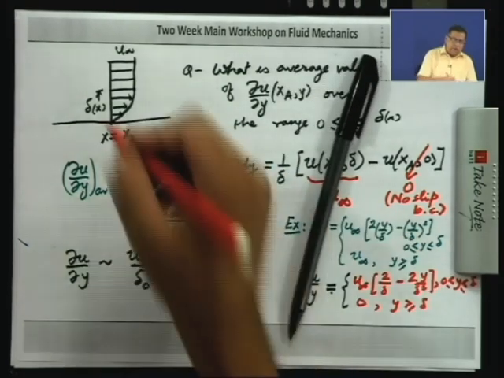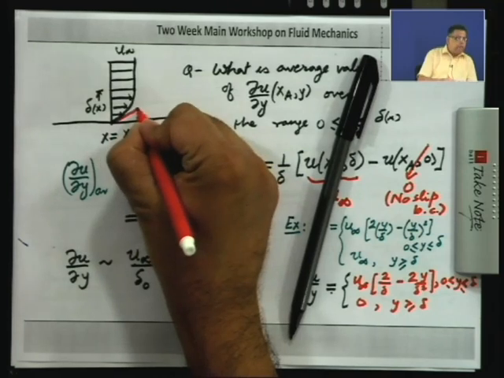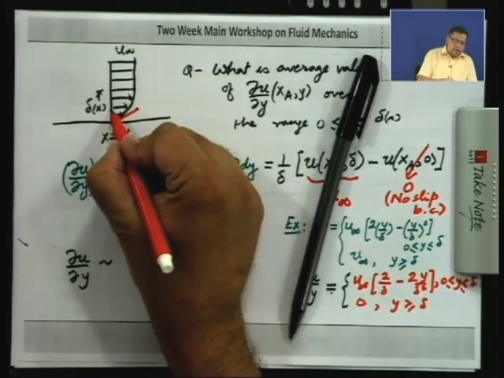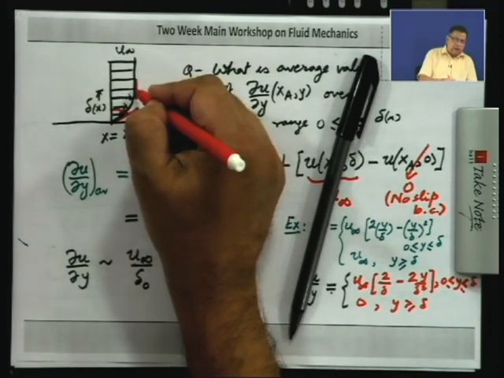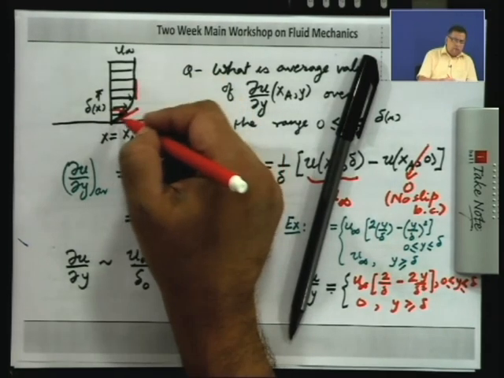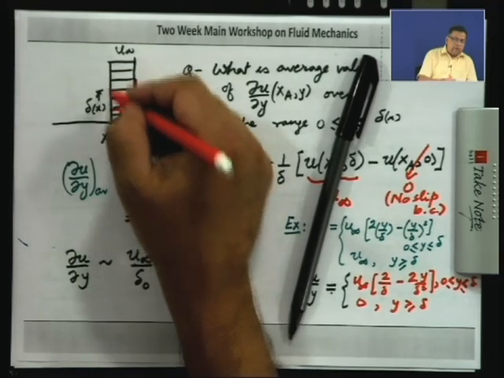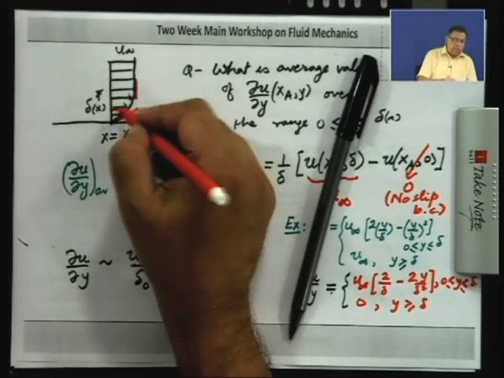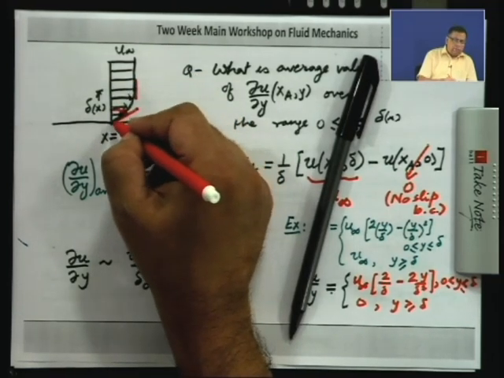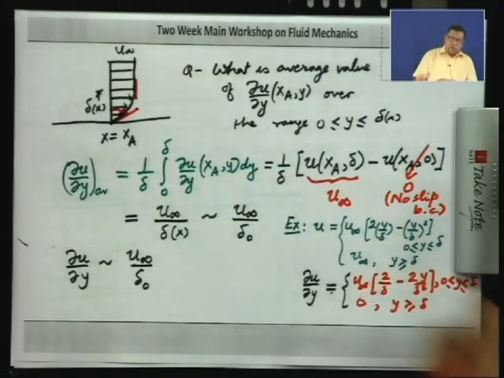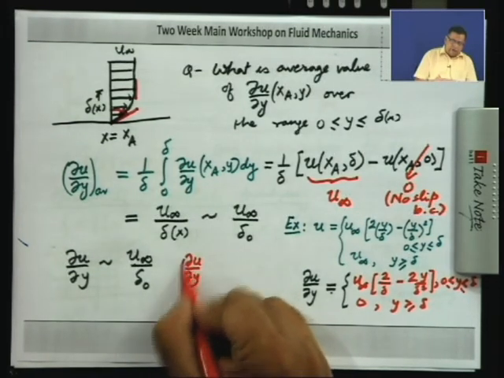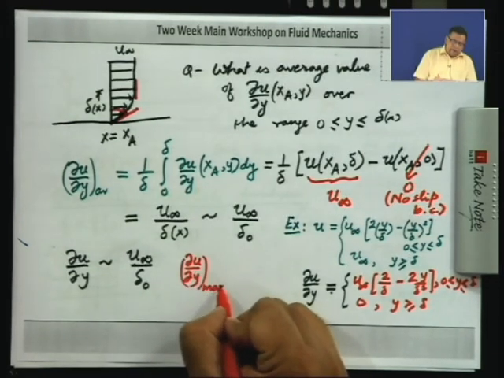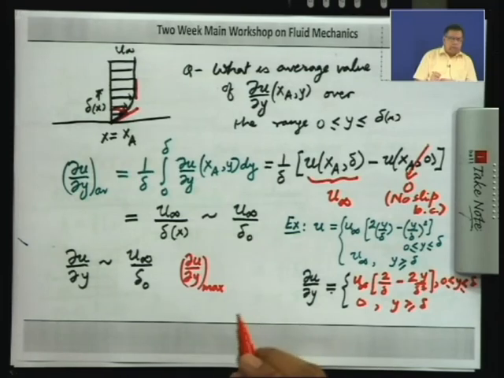If you draw the tangent to the curve, del u del y here is tan of this particular angle from the vertical, and del u del y here is the tan of the angle from the vertical, which is 0. So, here we are plotting y versus u. So, that is why it is the angle from the vertical. The maximum value for a profile of this nature is occurring at the wall. So, what is del u del y max? The maximum value and the average value will have the same order of magnitude.